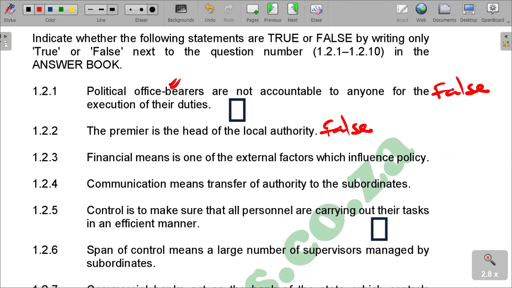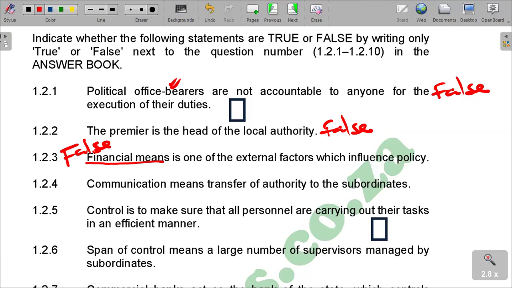Financial means is one of the external factors which influence policy. Policies are actually not put in place based only on financial capacity. We are saying policies are not determined by financial means. When policies are designed, finance and capacity cannot determine the policy. We are saying that is false again.